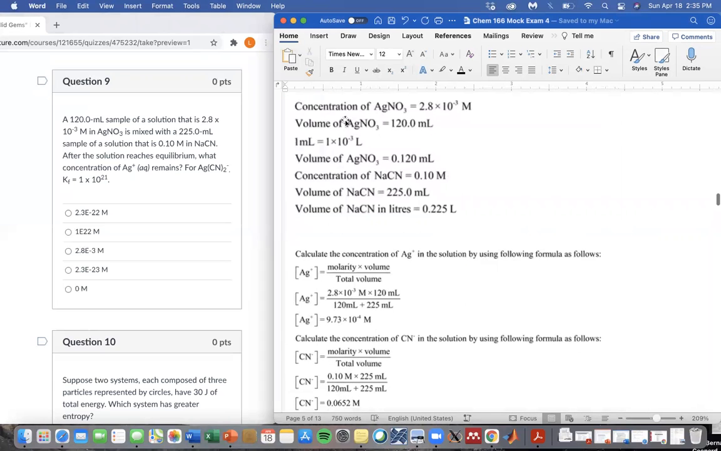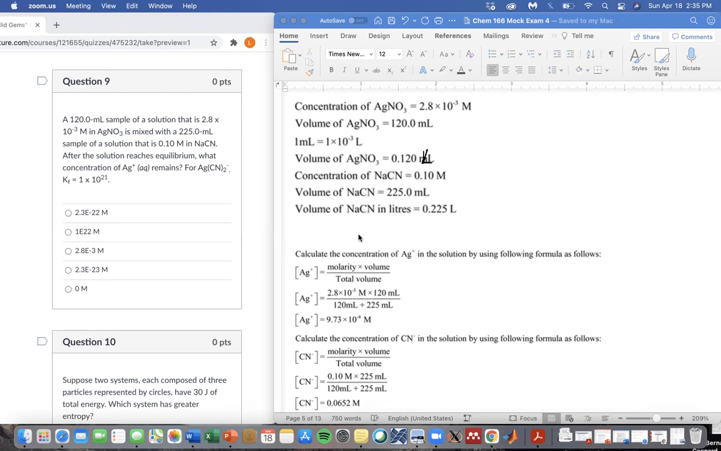So when you look at the AgNO3, you have a volume of 120 milliliters, just 0.12 liters. I don't know why it says milliliters, it's 0.12 liters. And then same thing here, you'd have 0.10 NaCN, and then you'd have 22.5 milliliters of it, so it would be 0.0225 liters of NaCN.